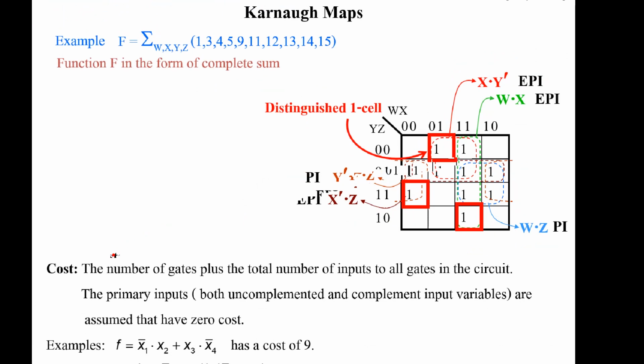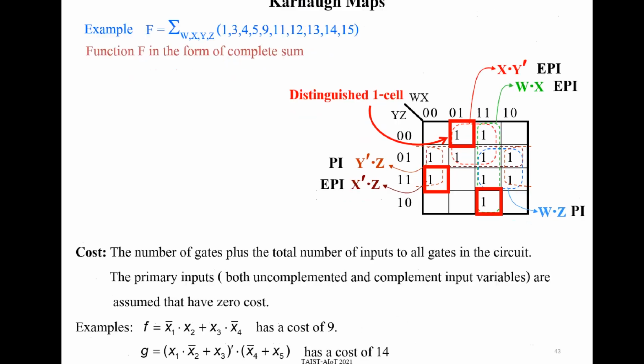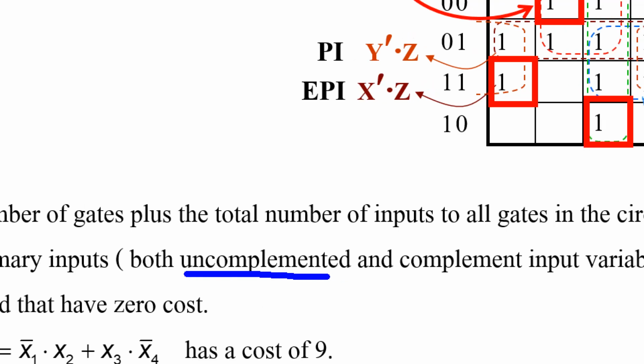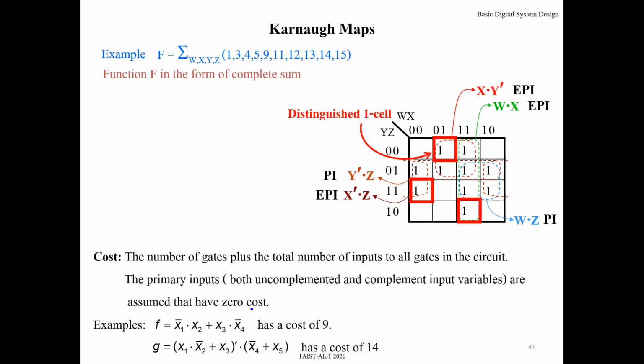And cost. What is cost? The definition: the number of gates plus the total number of inputs to all gates in the circuit. And the primary inputs, namely literals, for both uncomplemented and complemented input variables, I assume have zero cost. Namely, for example, for this function, x1' x2, this one is a literal, this one is a literal, right? You can treat that as zero cost.